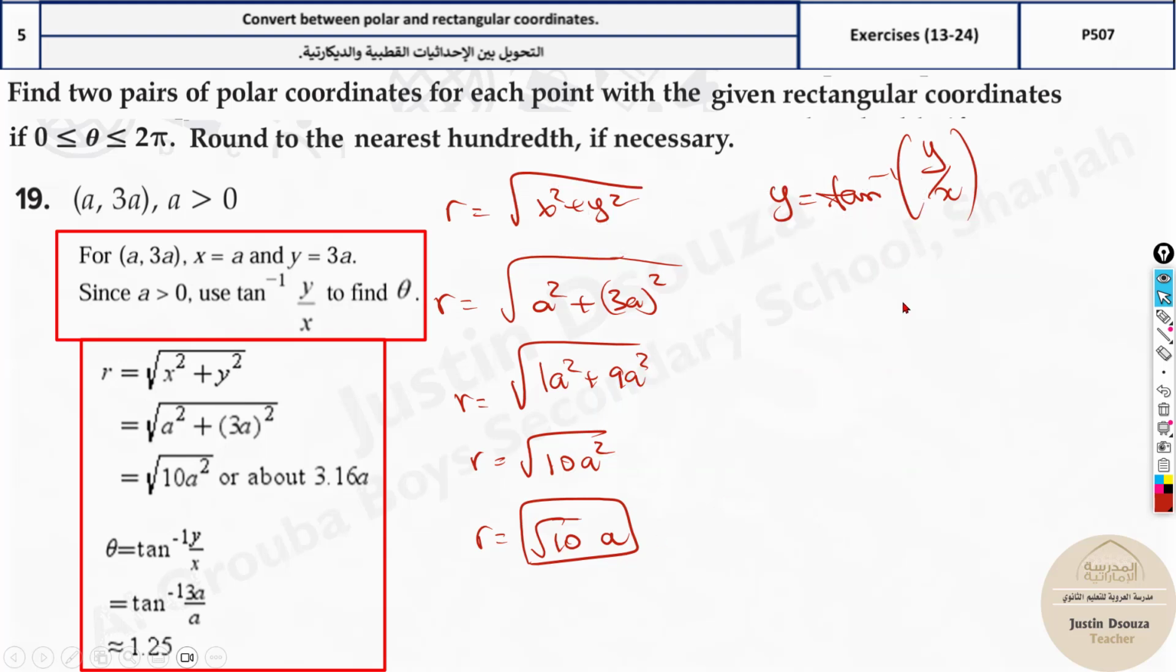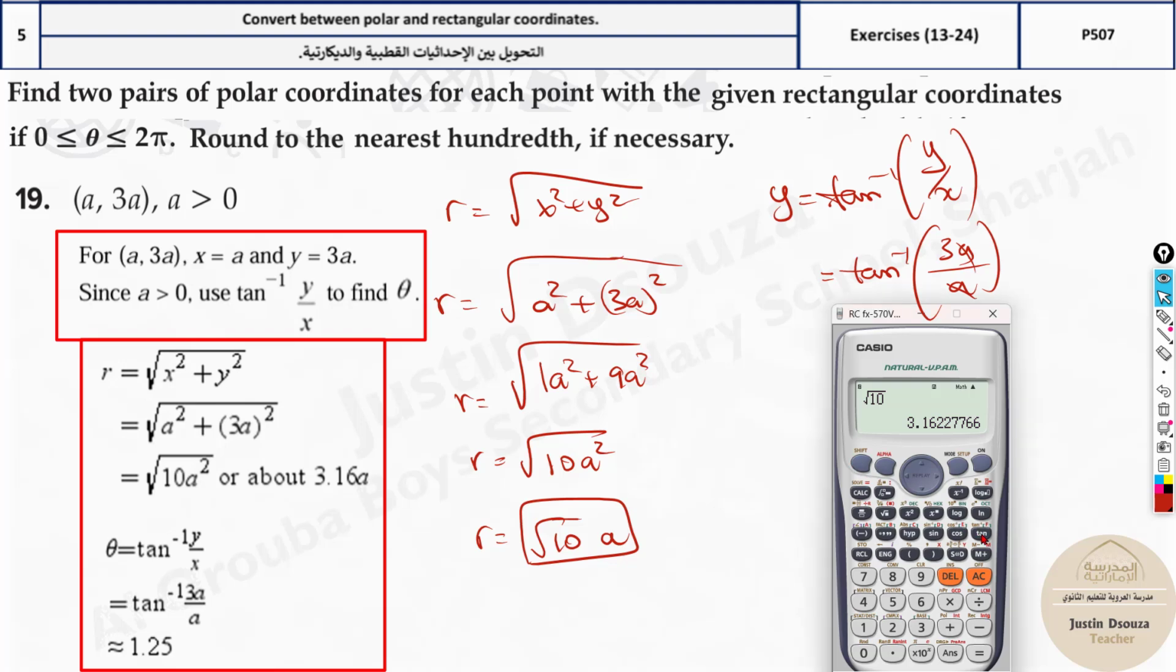And what about tan inverse y by x? See, over here they have clearly mentioned a is greater than 0, so only this much is the formula. Tan inverse y is 3a divided by a. So cancel this. What is tan inverse of 3? So use your calculator. Here all you need to do is shift and tan inverse 3, nothing else, divided by 1, right? So leave that.